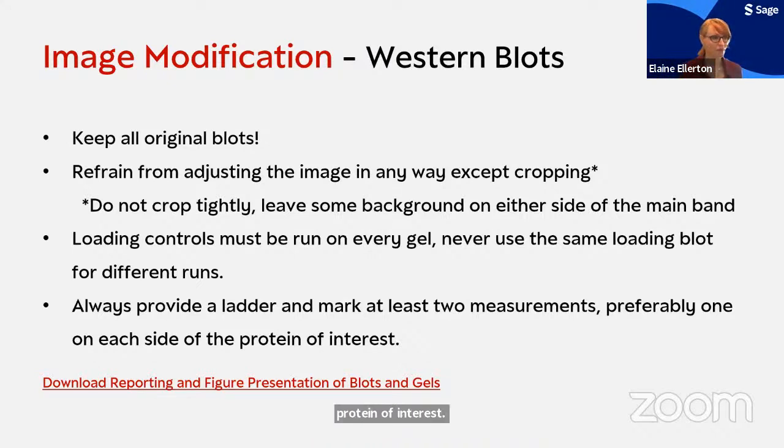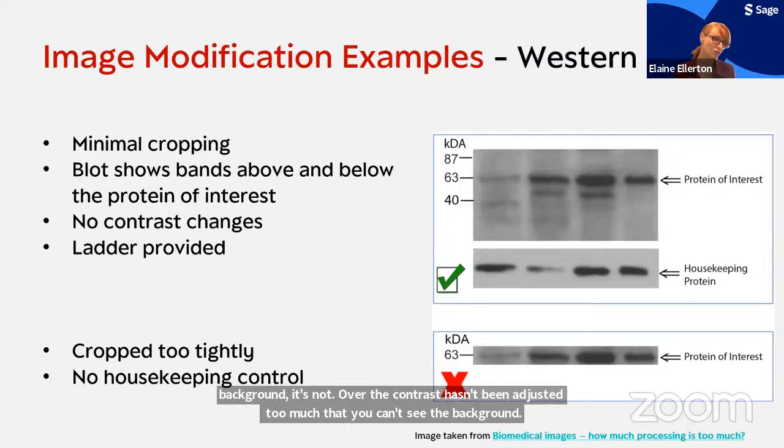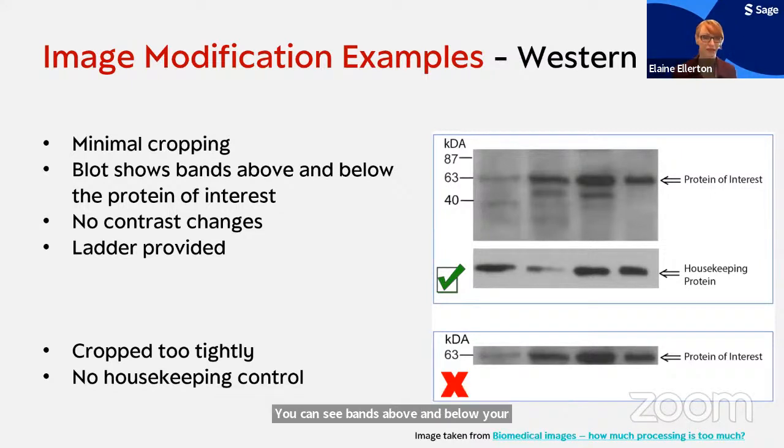All right, so next slide. Here's a quick example of something that looks good, the one on the right: minimal cropping. You can see some background. The contrast hasn't been adjusted too much, so you can still see the background. You can see bands above and below your protein of interest, and there's a ladder. This one looks great. And there's your housekeeping gene below, or housekeeping protein.